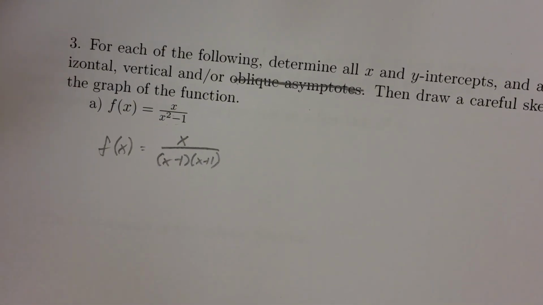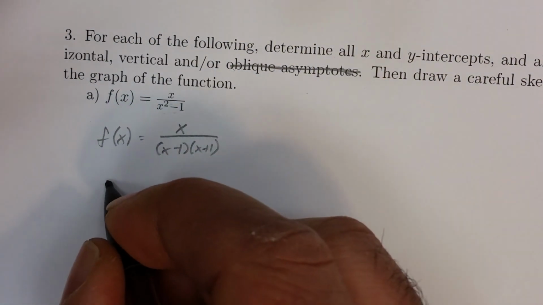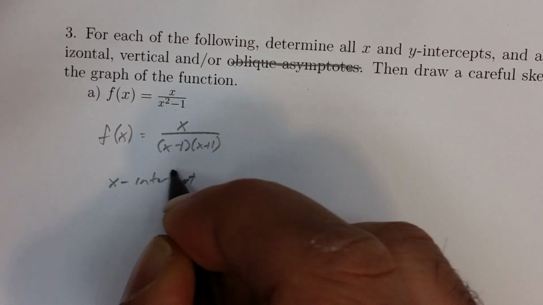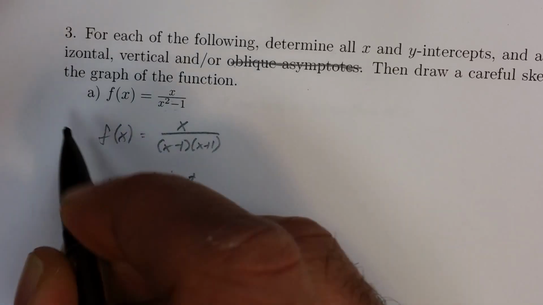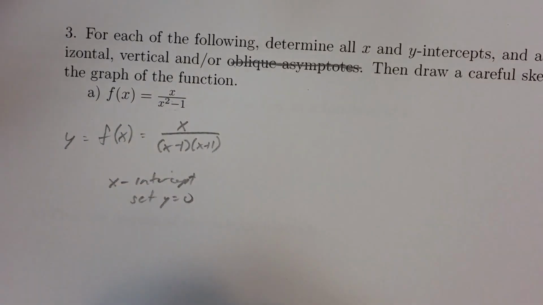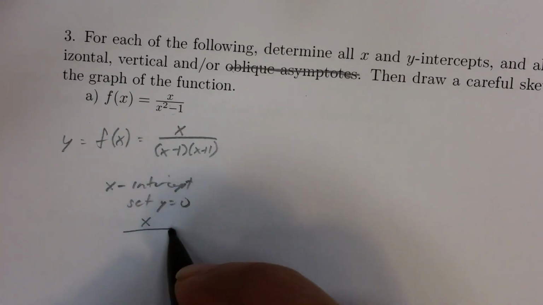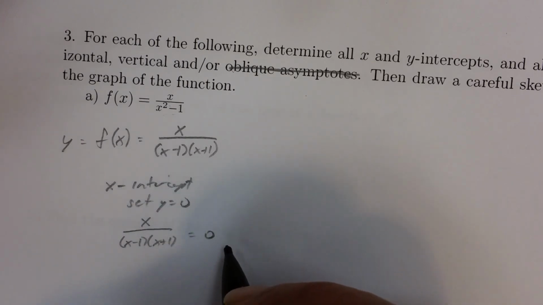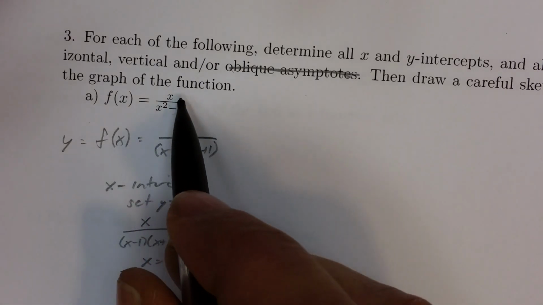And let's see, x and y intercepts. So for x intercepts, we set y equals 0. So y, of course, is just equal to the whole function. And so we have x over (x minus 1)(x plus 1) equals 0. If a fraction equals 0, it means the top equals 0, so x equals 0. So this just intersects the x-axis at 0.